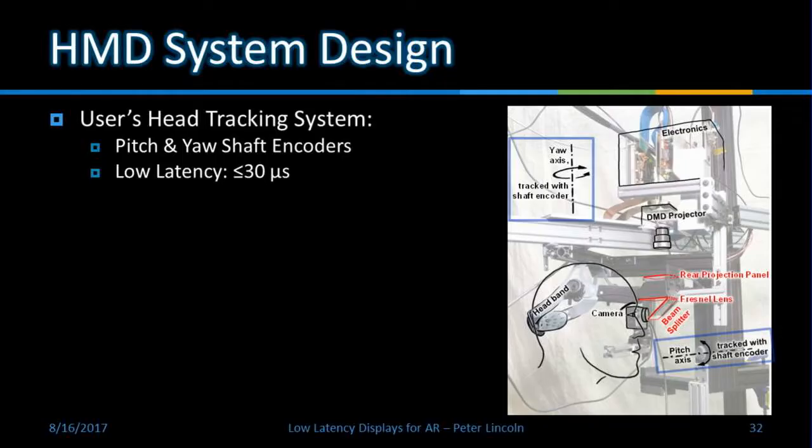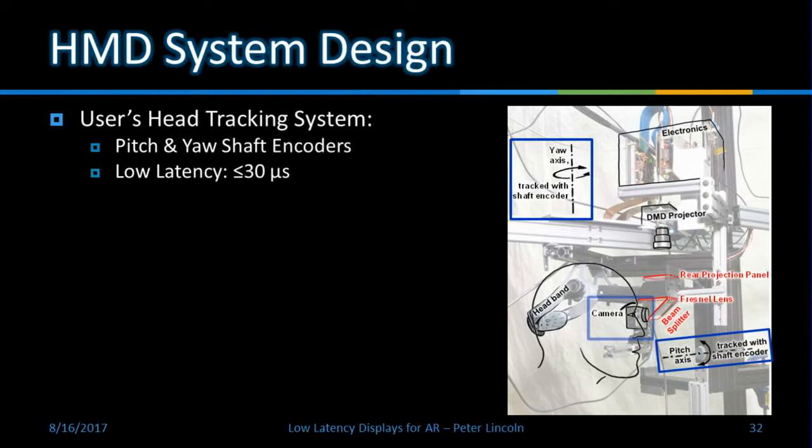So let's take a look at some of the hardware used to implement our prototype system. The first was the tracking system. For low latency, we used a pair of shaft encoders, so we could measure the user's pitch and the user's yaw. And these particular shaft encoders gave us a latency of about 30 microseconds at most. The system was intended for use by a person, but for all the videos that will follow, we put a camera where the user's eye would be.